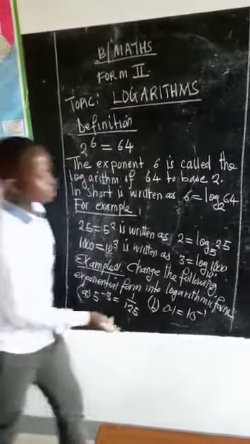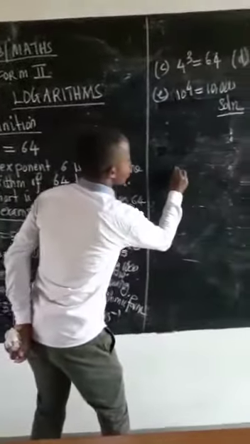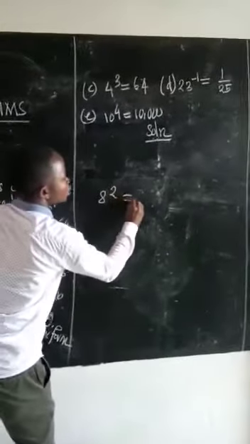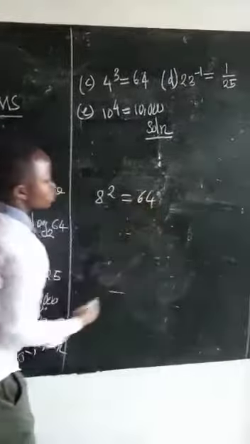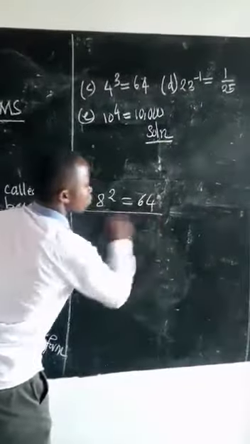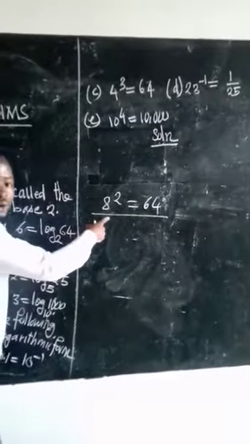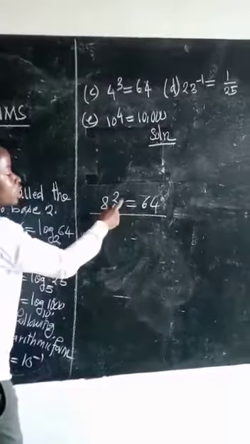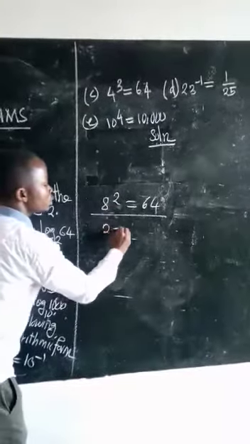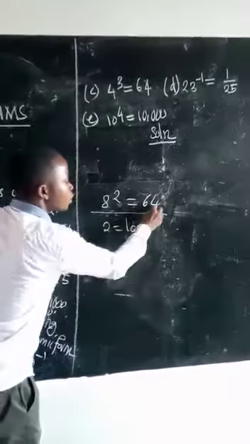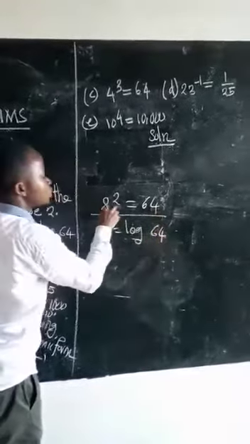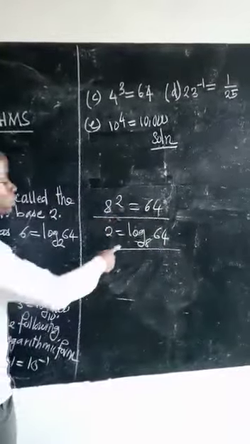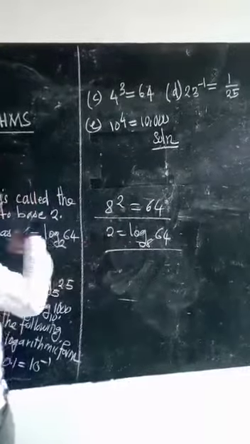You can have a second example also. You can maybe have 8 power 2 is equal to 64. We know 8 power 2 is equal to 64. This is in exponential form. But how can we write this in a logarithmic form? We start with the exponent: 2 is equal to log of 64 base 8. Now, this is in exponential form, and this is in logarithmic form. That's what we are talking about.